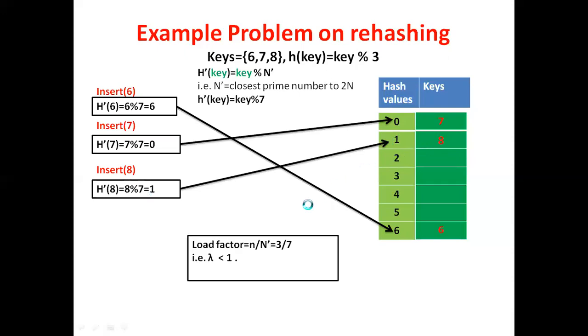Now the load factor. What is the small n value? 3. What is the capital N dash value? 7. 3 divided by 7 is less than 1, right? So your load factor is less than 1. So to solve the problem with rehashing, first of all, double the array size and modify the hash function. By using these two steps, we are solving the load factor problem in hashing, which is called rehashing. Now, thank you.